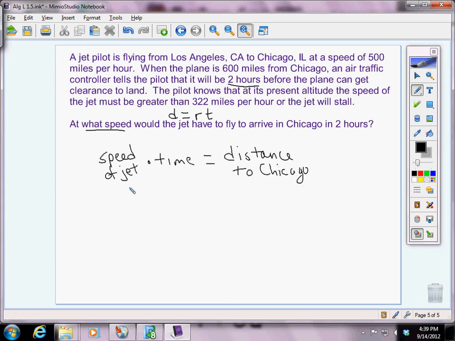We don't know what the speed of the jet is. And when you don't know something, that's what a variable is for. Assign a variable to it. Now I put x here, but again, maybe you want to use s or something else. But we want to assign a variable to our unknown.